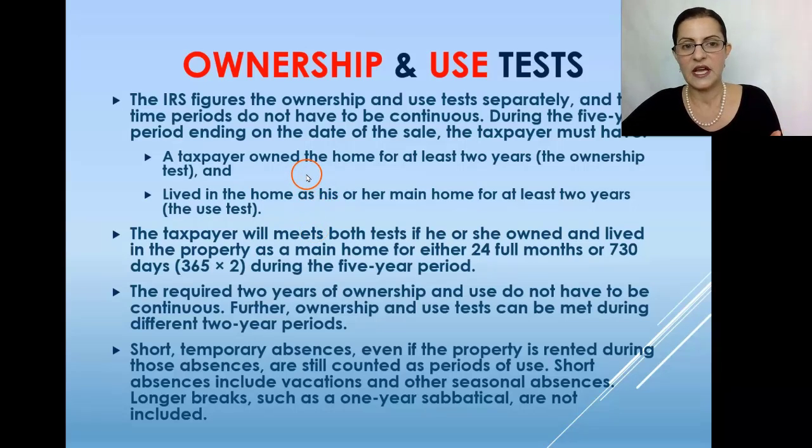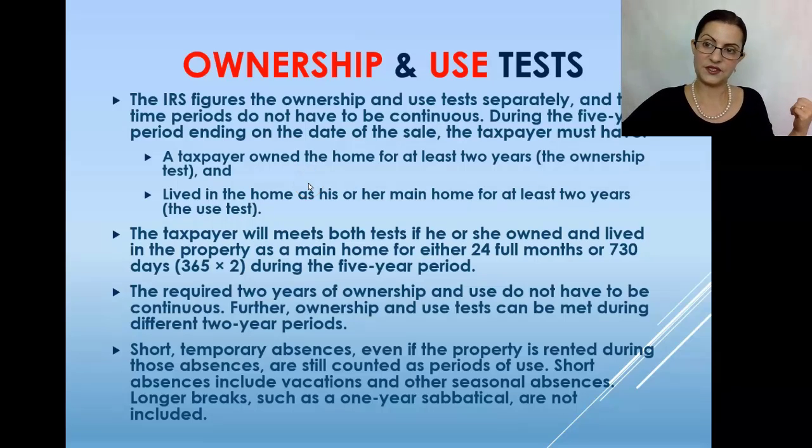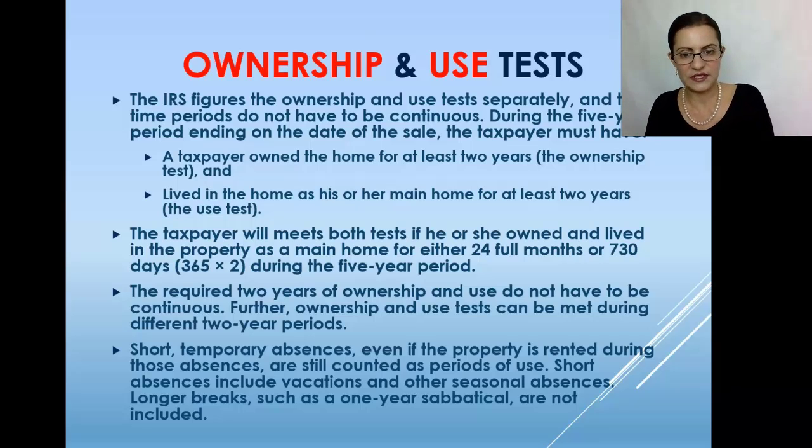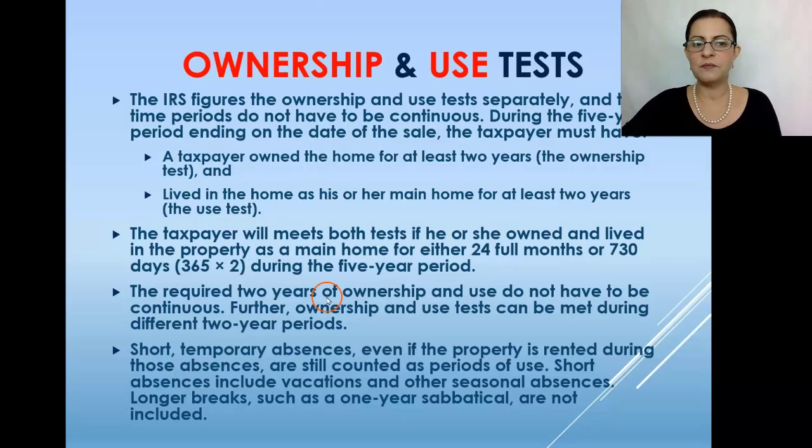I want you to understand this. You look back 5 years to see if the taxpayer actually owned the home for at least 2 years and actually lived in the home for at least 2 years. So the taxpayer will meet both of these tests if he or she owned and lived in the property as a main home either 24 full months or 730 days. That's 365 times 2. Just remember this for the test, because it's possible that the IRS will ask you to calculate a reduced exclusion. And it's based on 24 months or 730 days.